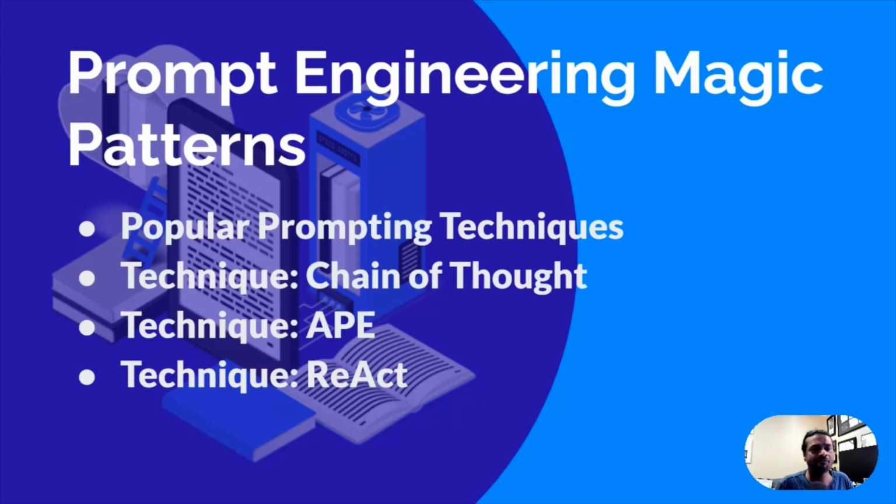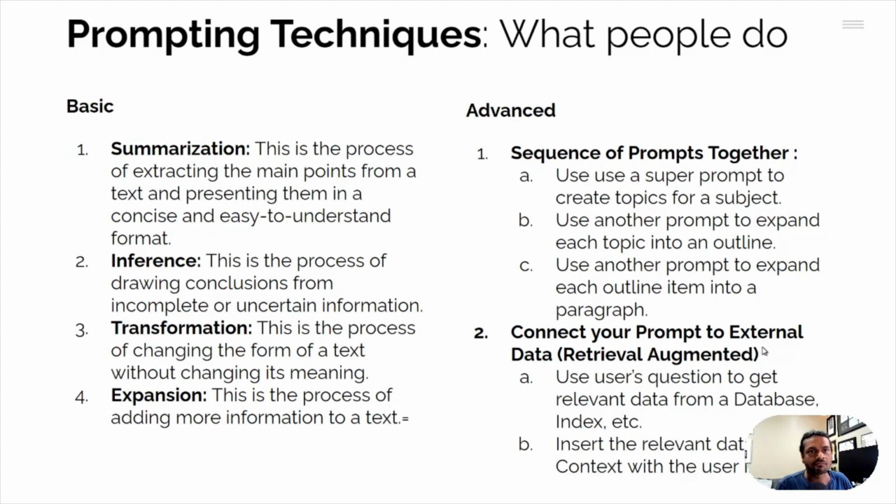And what people have found is that there are some magic patterns, and you don't have to reinvent the wheel. You can just borrow them from other people. Okay. So a few prompting techniques that people are using: summarize X, infer Y, transform this into that, expand this. Here's a summary, make this into a document, or here's an outline, make this into a document. And then you can do a sequence of things together programmatically if you wanted to. So we call it a super prompt, right?